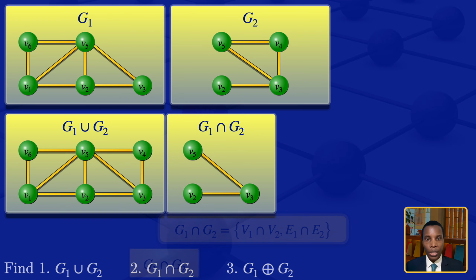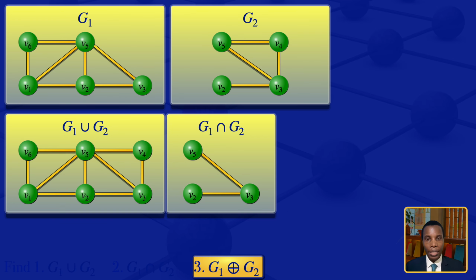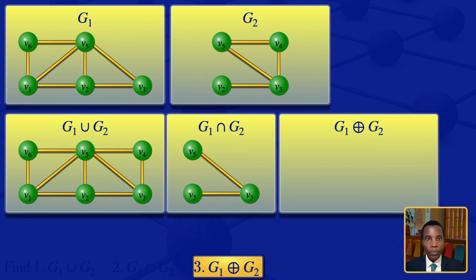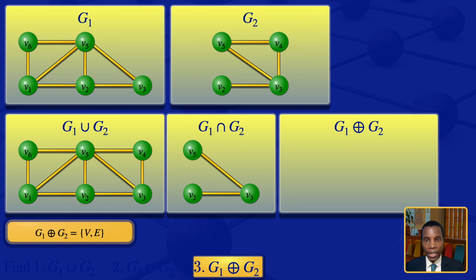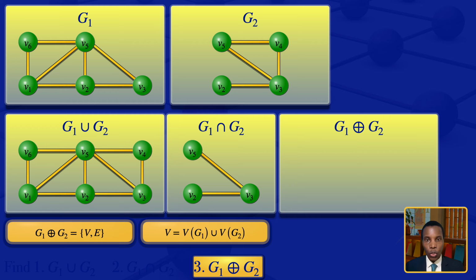I now move on to the last question where we are looking at the ring sum of G1 and G2. So for the ring sum, I'll plot my graph there and I'll call it the ring sum of G1 and G2. So by definition, the ring sum of G1 and G2 is the graph which has the set of vertices V and edges E, where the vertices there are the union of the vertices in graph G1 and graph G2. So we take the union of the vertices in graph G1 and graph G2.